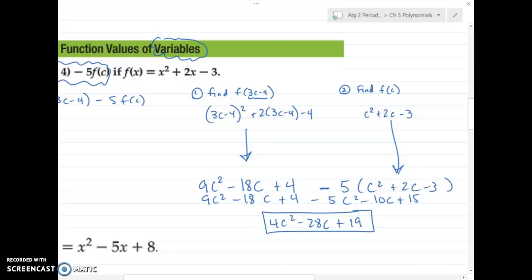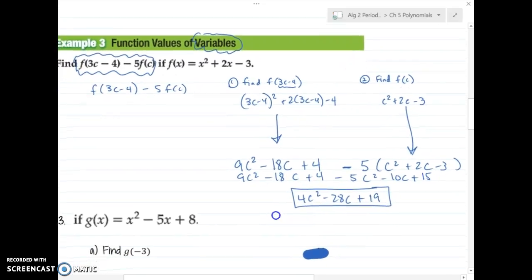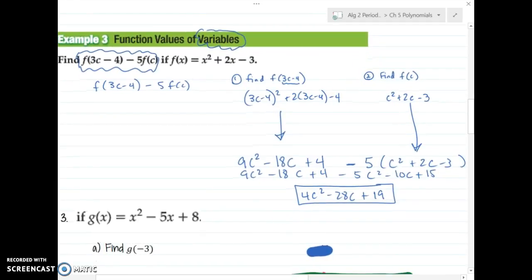So honestly, this is nothing that you haven't done before. There aren't any skills involved that you haven't done before. You're substituting into a function to evaluate the function, and you're also then having to combine that with what you know about squaring binomials and combining like terms. So it's very layered, but not a lot of new. So that's the good thing.